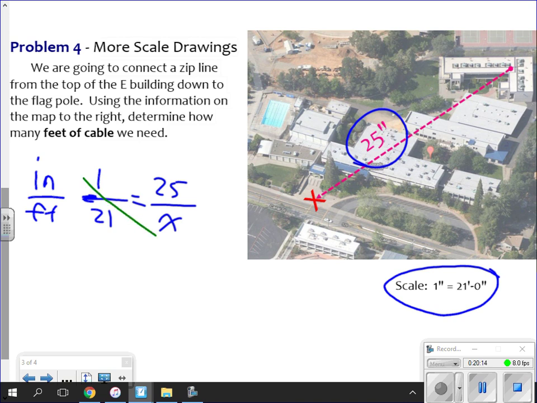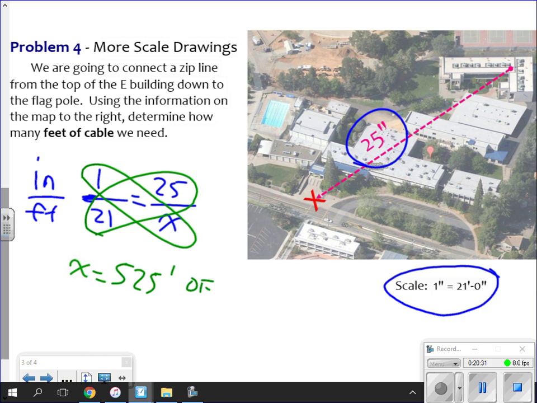And then what do we do? We cross multiply. This is also, once again, a very easy one. 1 times x is x. And then 21 times 25. 525. It's 525 feet of cable. Easy peasy. Okay. So the problems are easy problems. The difficult one today is setting up the problems to begin with. Okay. Any questions? Awesome sauce.